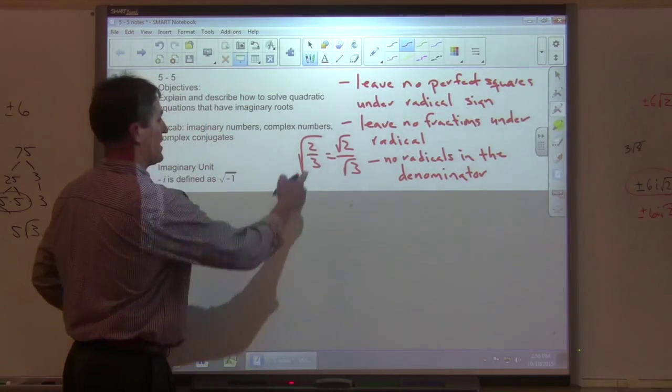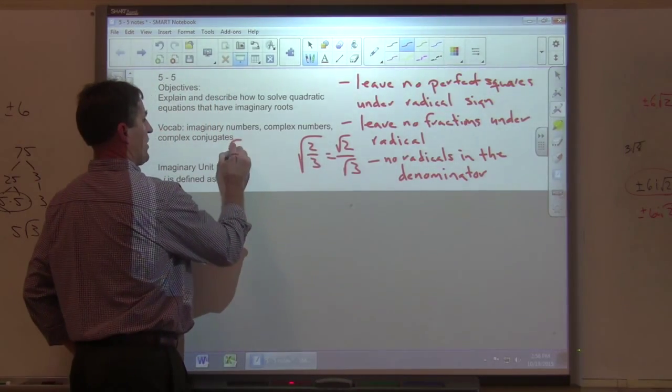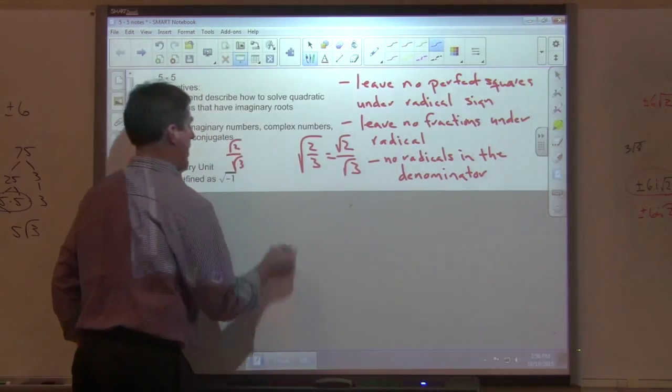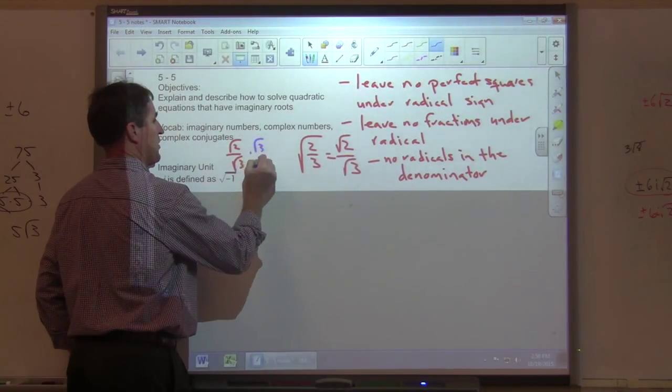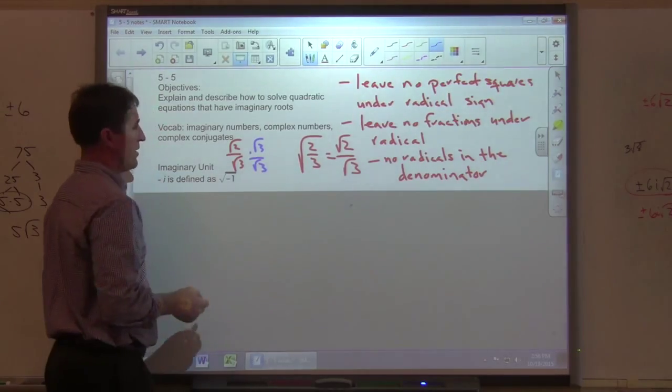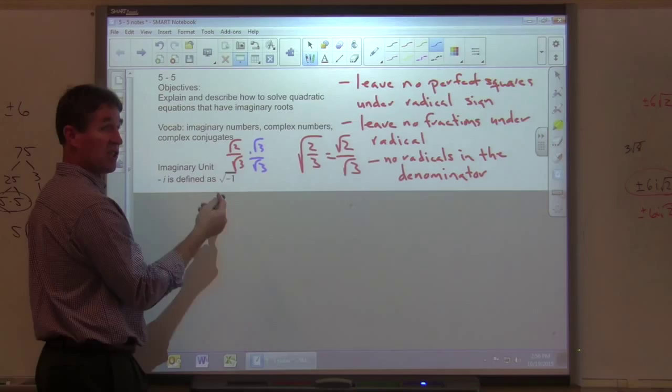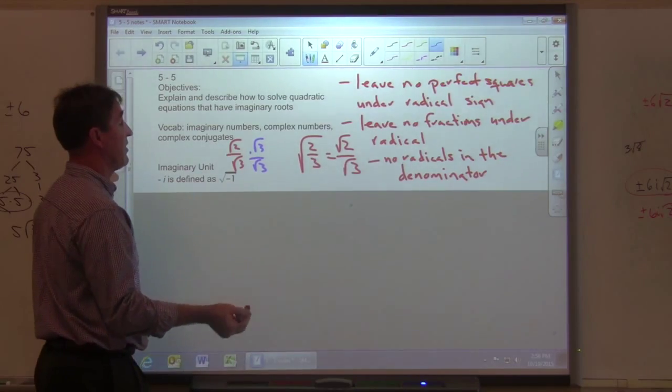So what we're going to do is take that square root of 2 over the square root of 3, and multiply it by the square root of 3 over the square root of 3, because this is really only equal to 1. So it's going to change the way it looks, but not change the value.